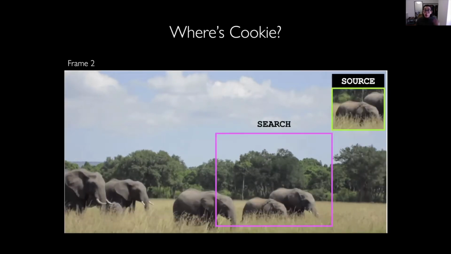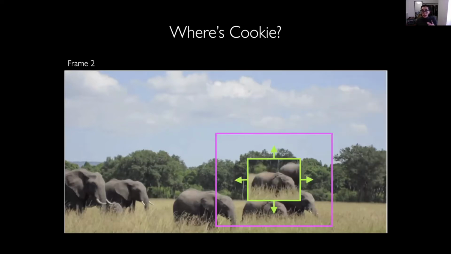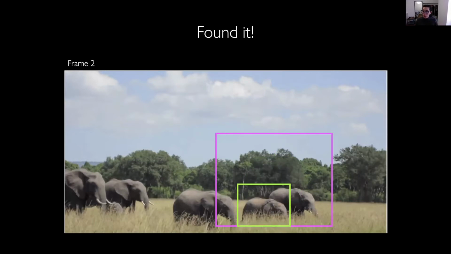Next, I have to search for Cookie in the second frame. So I draw another box, which is magenta in this case, which is bigger, and I look around for Cookie by trying to find the point of highest correlation between the 2 images, which I now found, and this is how I found Cookie in the second frame.